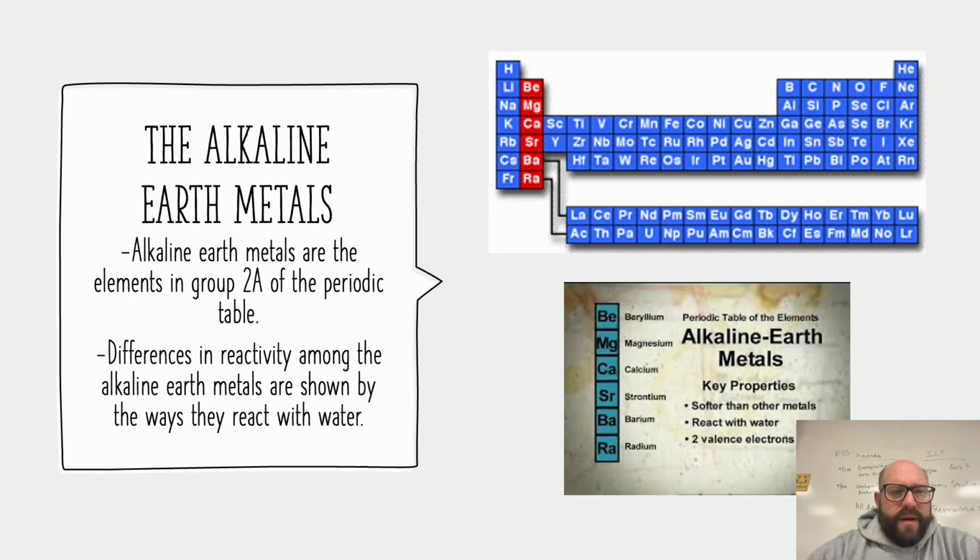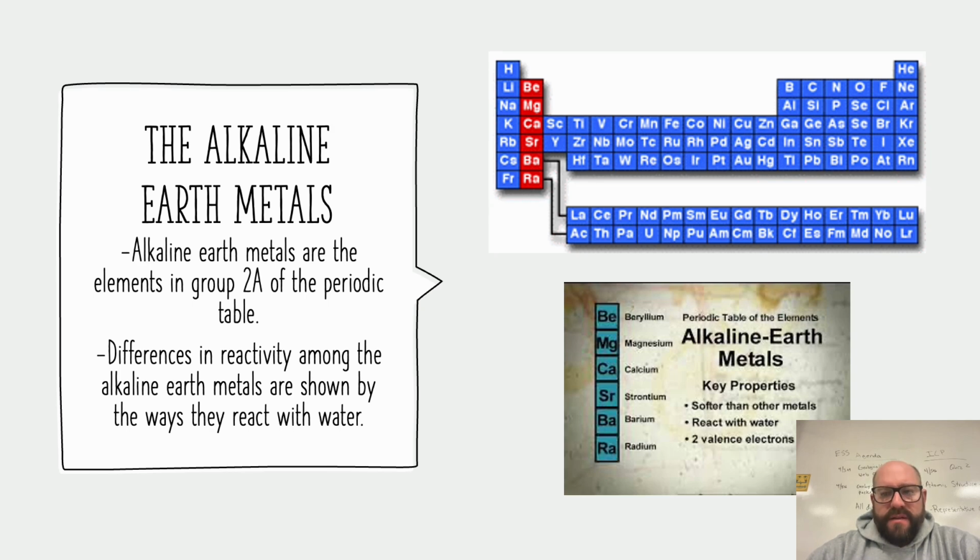The alkaline earth metals. Alkaline earth metals are the elements in group 2A of the periodic table. Alkaline earth metals have 2 valence electrons. Metals in group 2A are harder than metals in group 1A. The melting point for magnesium is 650 degrees Celsius, which is much higher than the melting point of sodium, which is 98 degrees Celsius.